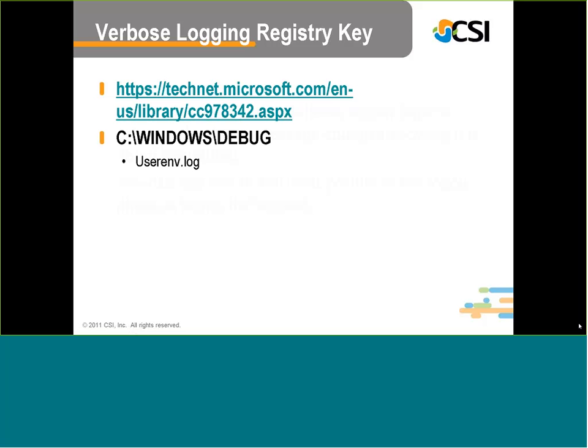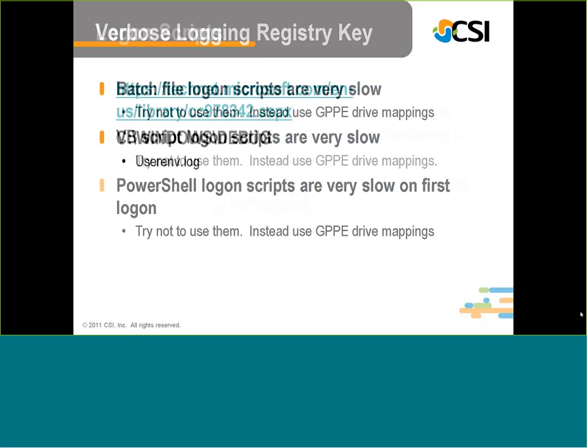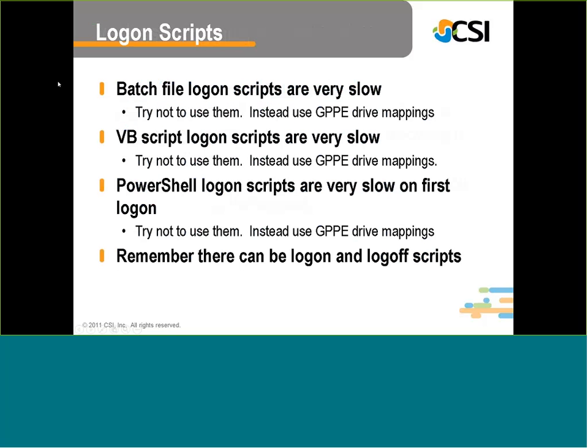If you're really going, hey, I've got 6-minute logins, and I don't know why, you want to start doing that. Batch files are very slow. Don't use them. Use GPP drive mappings. VB is very slow. Don't use it. Use GPP. PowerShell is very slow, at least on first login, use GPPE. Remember, you can have log on and log off scripts.